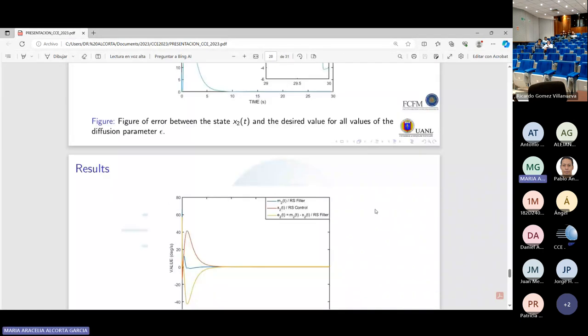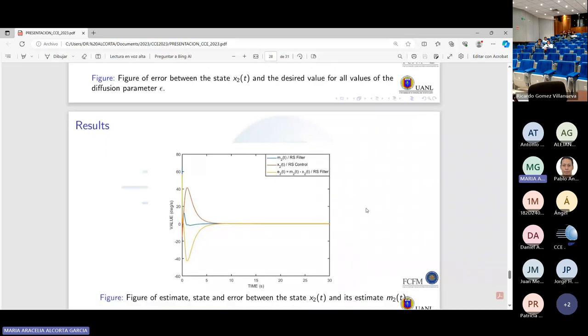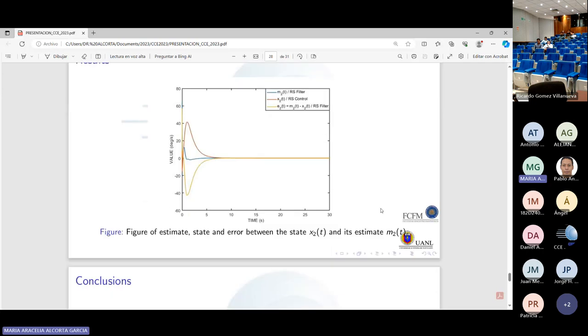And with respect to the estimates for the filtering, you can see the graphic of estimate M2 in green, the risk sensitive control, and error 2, all converge to zero.